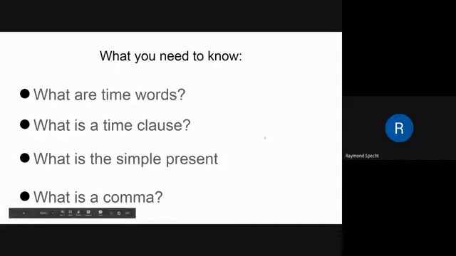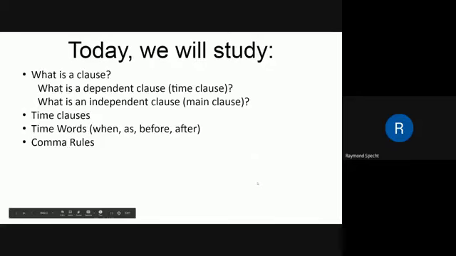What you need to know. What are time words? What is a time clause? What is the simple present? And what is a comma? Today we will study what is a clause, what is a dependent clause, also referred to as a time clause, and what is an independent clause, also referred to as the main clause. Time clauses, time words: when, as, before, after, and comma rules.